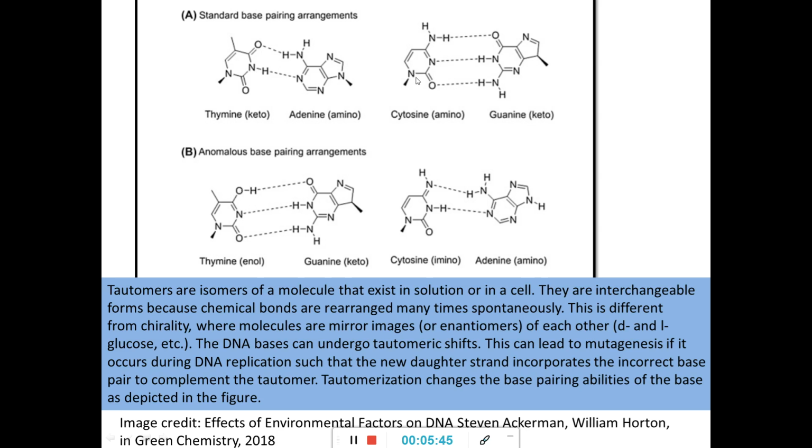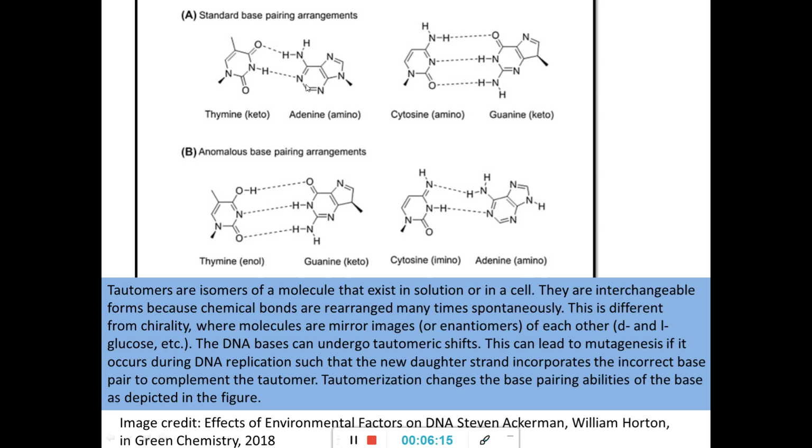In the same way, look at the cytosine. Cytosine has an amino form, that is NH2. But if you look here, the H is transferred to the next N, so the amino form becomes an imino form. In such conditions, these are mainly the tautomers. They are not defective bases, but they are tautomers. What are tautomers? Tautomers are isomers of a molecule that exist in a solution or in a cell.